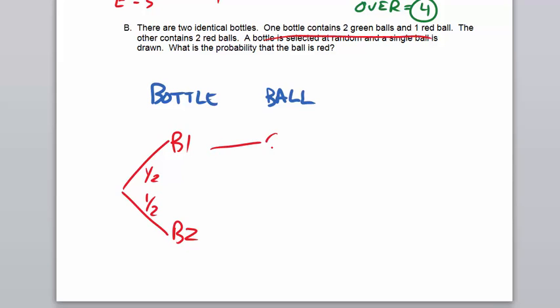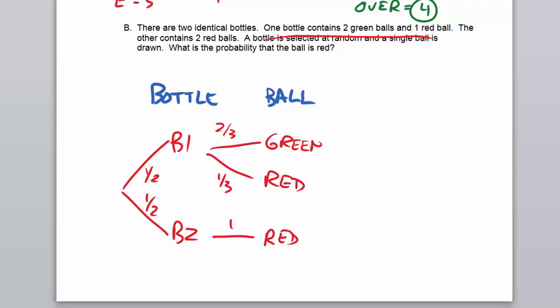If I choose the first bottle, I could either get a green or a red ball out of that. If I pick the second bottle, there are only red balls in that. So there's a 100% chance of picking a red here. In the first bottle, there are 3 balls altogether. 2 of them are green, so 2/3 chance here and a 1/3 chance here.